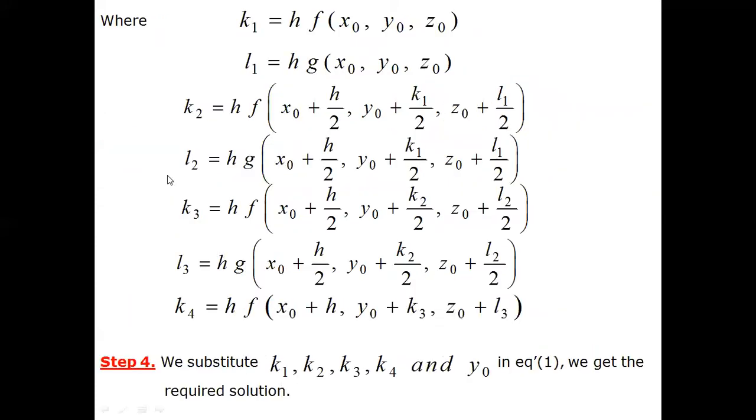See here, the formula for k1 is h into f of x naught comma y naught comma z naught. The formula for L1 is h into the same relation, just replace f by g. So g of x naught comma y naught comma z naught. See why we need this L1? In the formula only k's are there, but here I am choosing L1 also.